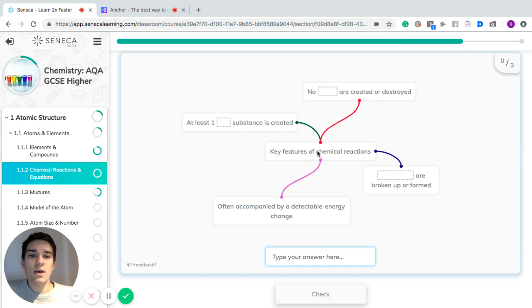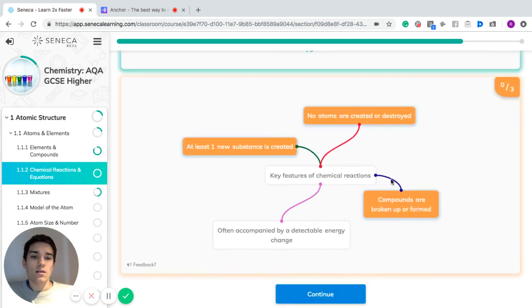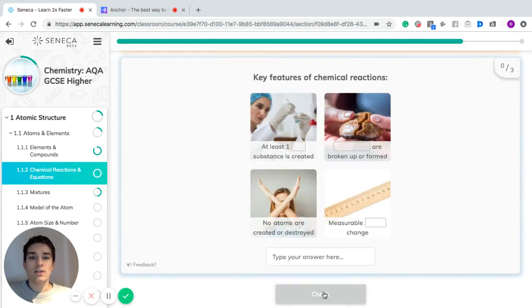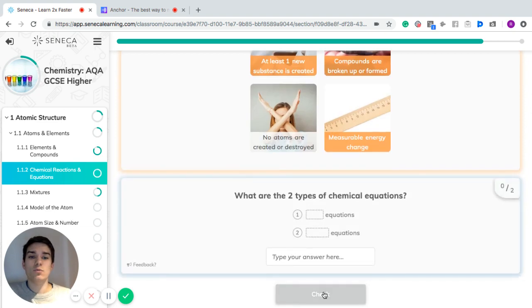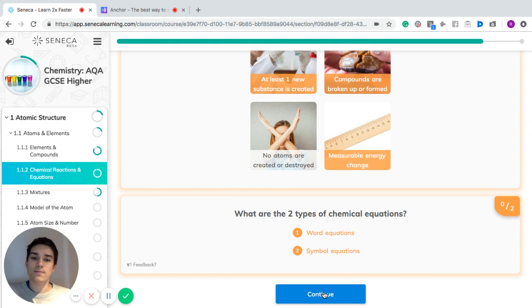Some key features of chemical reactions. So often they're accompanied by a detectable energy change. Compounds are broken up or formed. No atoms are created or destroyed, and at least one new substance is created. And those key features again: compounds are broken up or formed, at least one new substance is created, no new atoms are created or destroyed, and measurable energy change can be detected. So the two types of chemical equations, remember, are word equations and symbol equations.